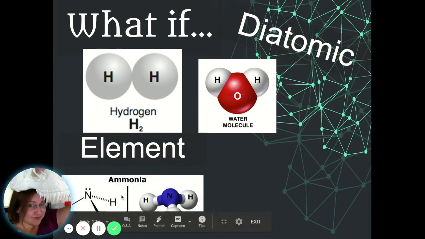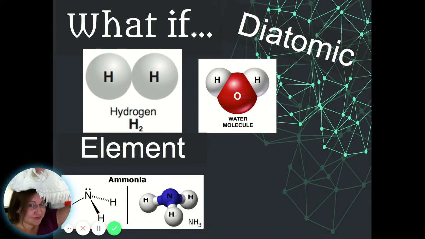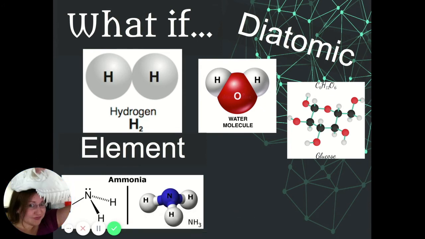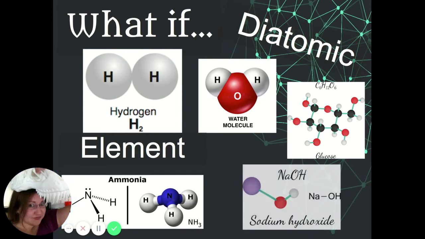If we look at this example of ammonia, NH3, we have nitrogen and we have three atoms of hydrogen. That is not going to be diatomic. That is going to be a compound because it's made of two or more different elements. C6H12O6, this is glucose. This is not going to be diatomic. This is going to be a compound. It's made of carbon, hydrogen, and oxygen. And in order for it to be a compound, it has to be two or more different elements.